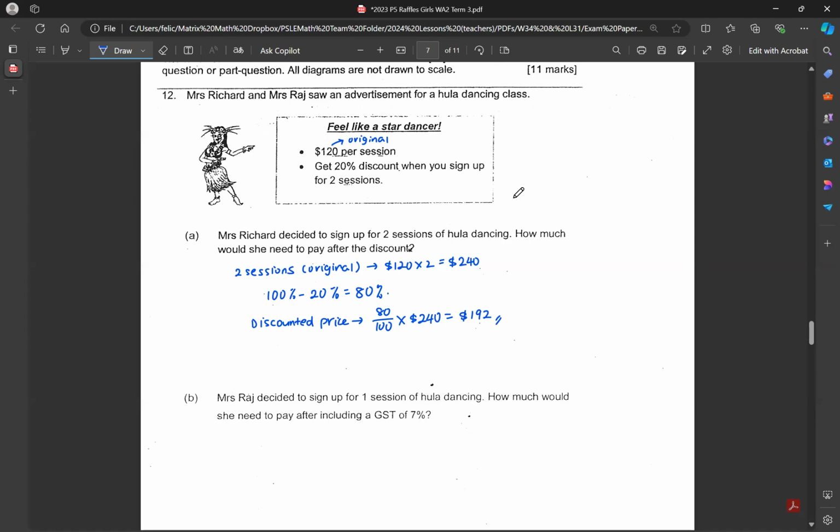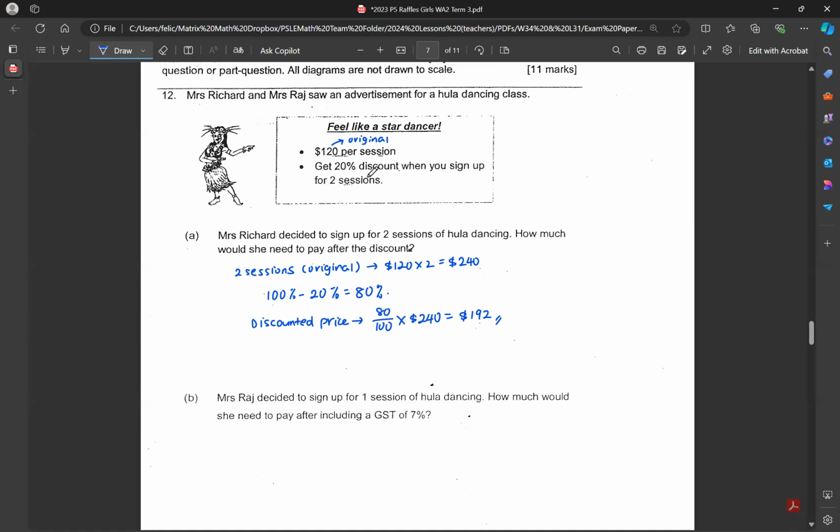If you want to do the unitary way, can. You treat this as 100%. Deal with 2 sessions together, don't deal with 1 session separately. Can also, if you want to deal with one session first, that's fine. Take note, this 20% discount applies to each of the sessions. So when you combine two sessions together, your 20% of the 240 actually also means 20% of the 120, another 20% of another 120, then combined together. But of course, that's a longer way.